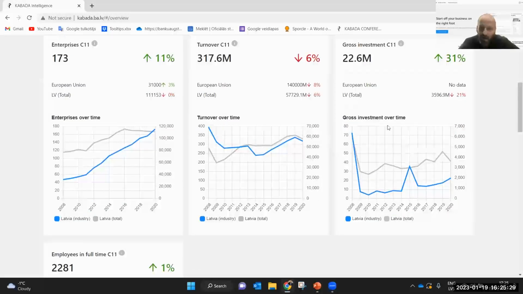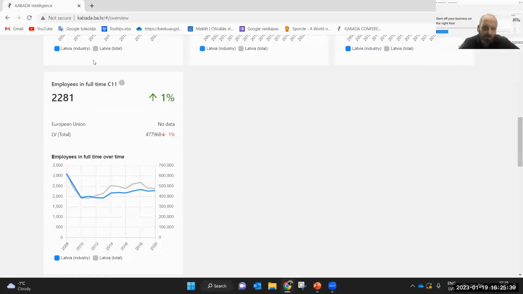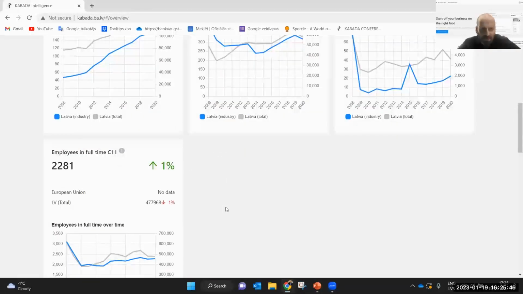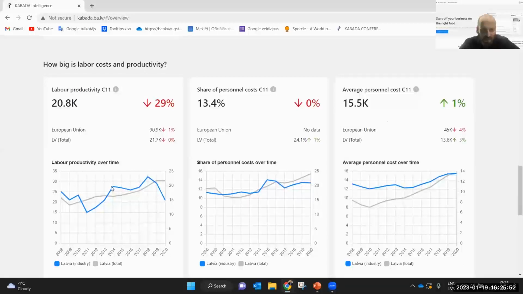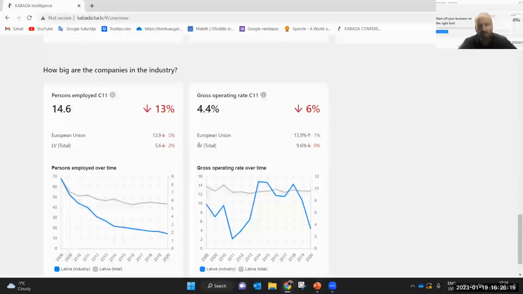And also what is important, how investment is flowing in this particular industry, and the number of full-time employees. In combination with turnover and number of enterprises, you can also understand some things about labor productivity changes over time. For this, you also have specific data here: labor productivity, share of personnel costs, so that you can understand approximately what the classical cost structure is, at least for labor cost intensity in the industry, and also the total average cost and some other indicators which might be interesting for you.